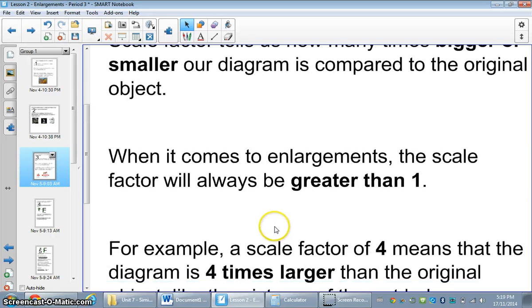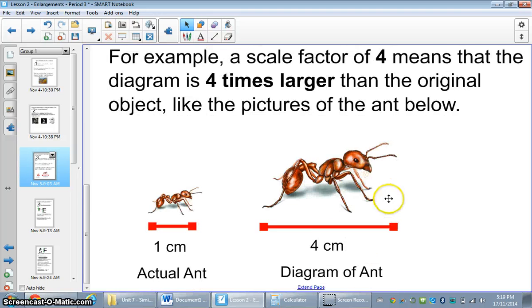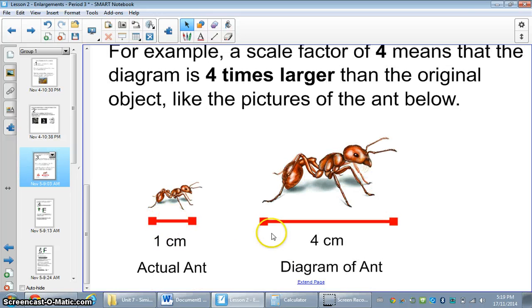Whether it be 2, 3, or 100, it'll always be bigger than 1 when the diagram is bigger than the original object. So for example, a scale factor of 4 means that the diagram is 4 times larger than the original object, like the picture of the ant below. Here we have the actual ant, which is 1 centimeter, and the diagram of the ant, which is 4 centimeters, meaning that this ant is 4 times bigger, so the scale factor to create this diagram is 4.